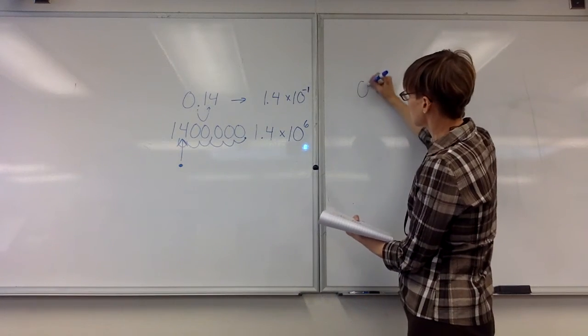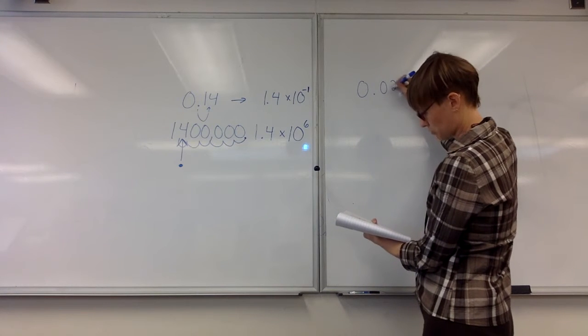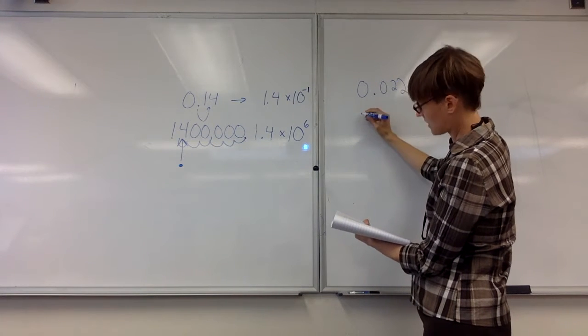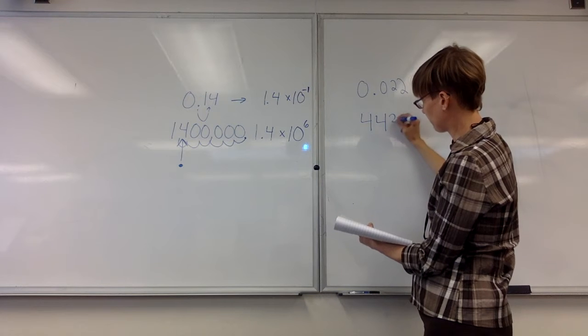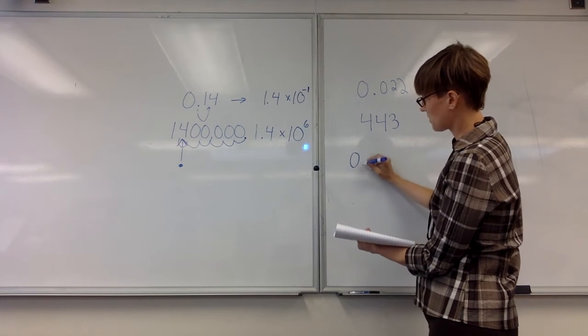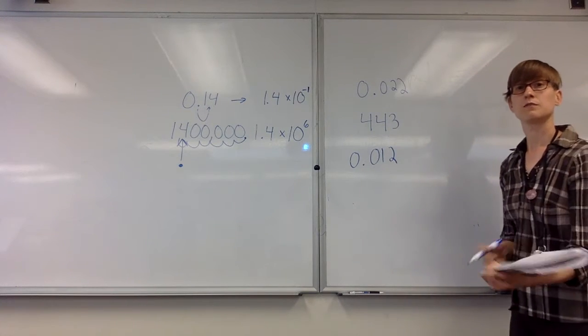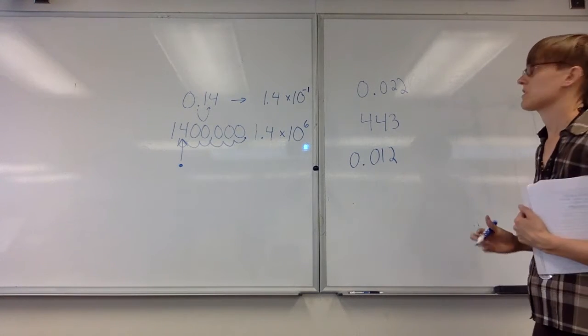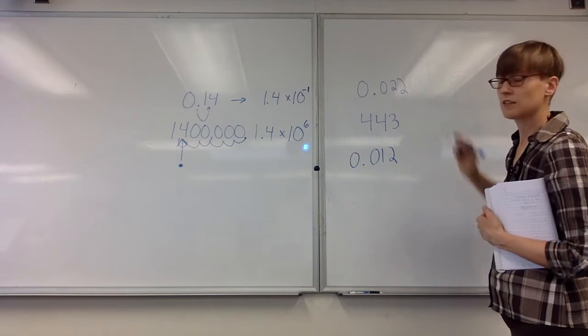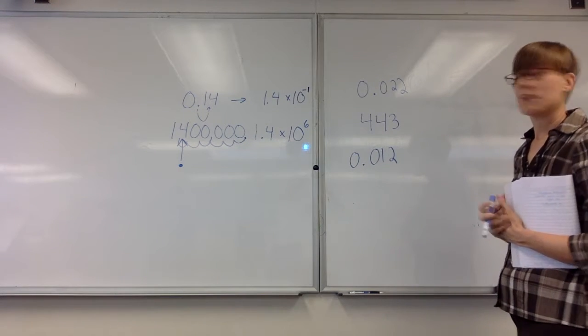The first one is 0.022. The next one is 443. And the last one I'm going to give you is 0.012. Please write those in scientific notation. Okay, let's see how you did.